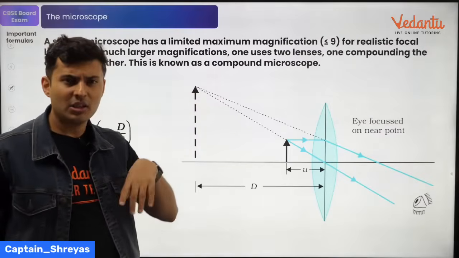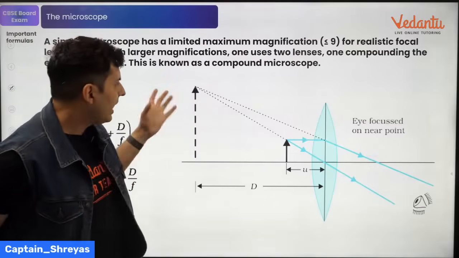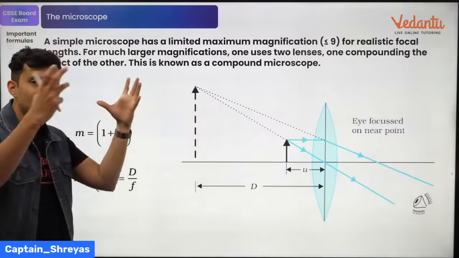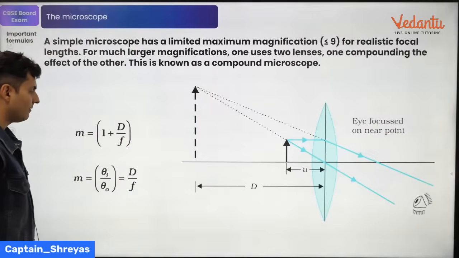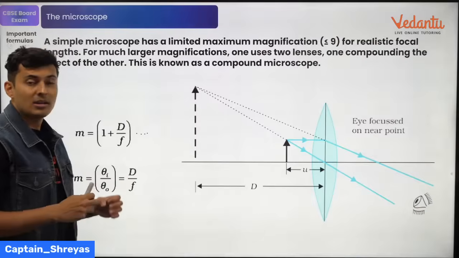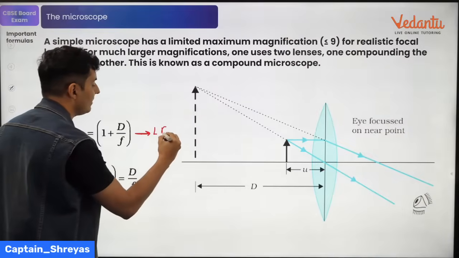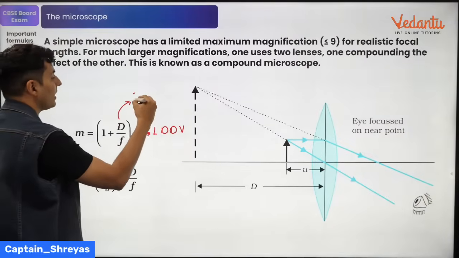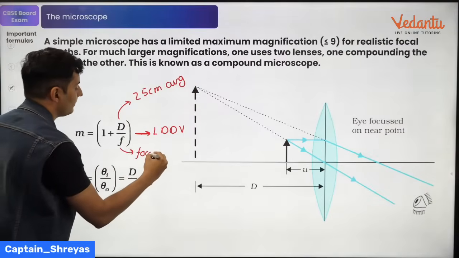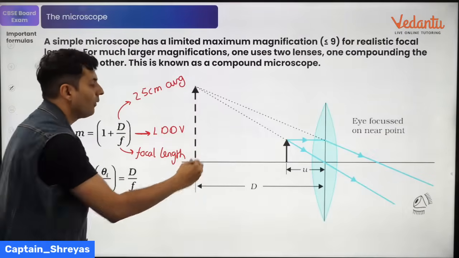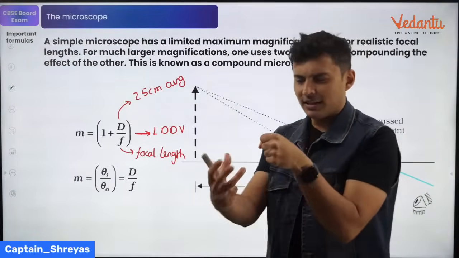Now, you can use instruments to amplify the size of the image. The first one is the simple microscope. The magnifying power of a simple microscope, how many times the image is larger as compared to the object angle-wise, is given by 1 plus D by F if it is in the least distance of distinct vision situation. This is only true for least distance of distinct vision. Remember, this D over here is 25 centimeters on an average. This F is the focal length of your lens, basically a convex lens. You just use a magnifying glass. You can see the things become big.